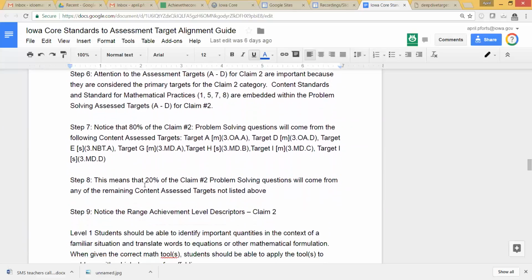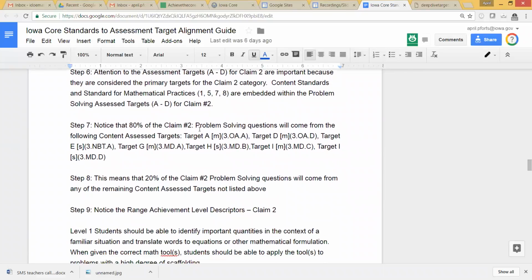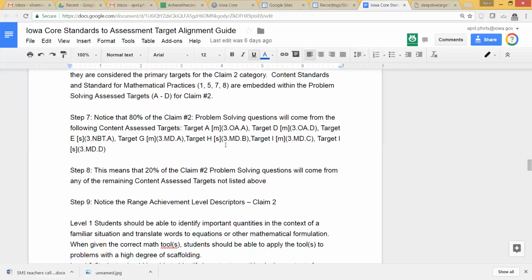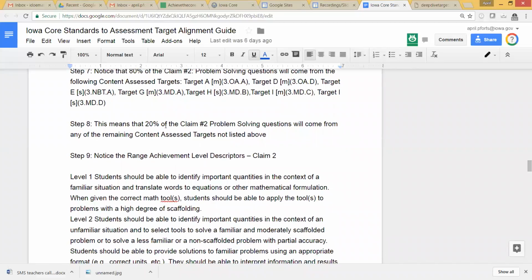Step 7 is notice that 80% of Claim 2 problem-solving questions will come from the following content assessment targets. And I list those out. Remember, M's are for major or priority clusters, and the S's are for supporting. So if 80% lend themselves to problem-solving, then this means the other 20% could come from those targets or any of the rest of them.